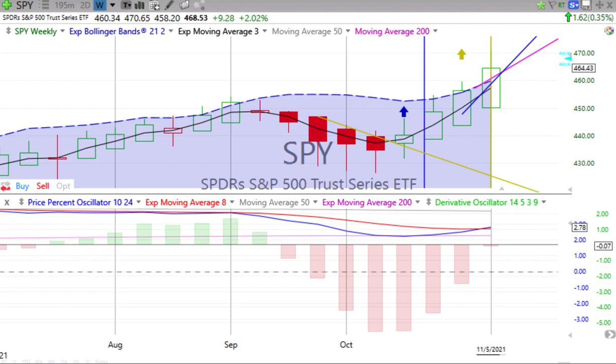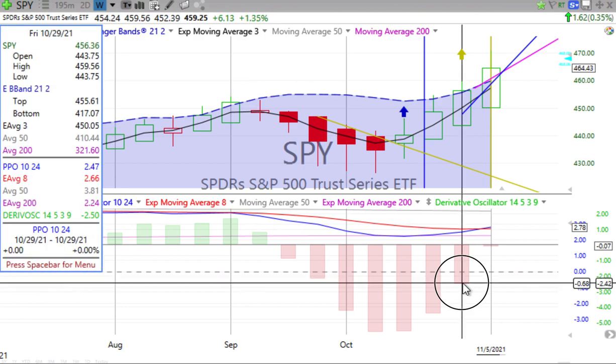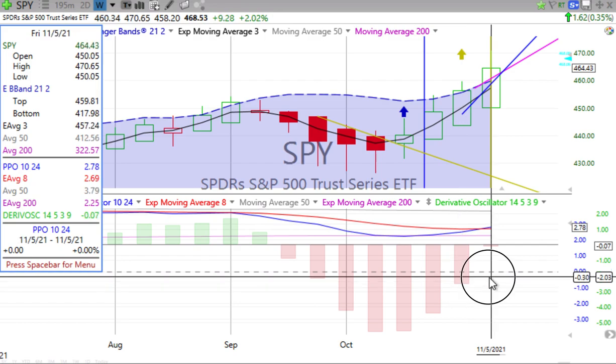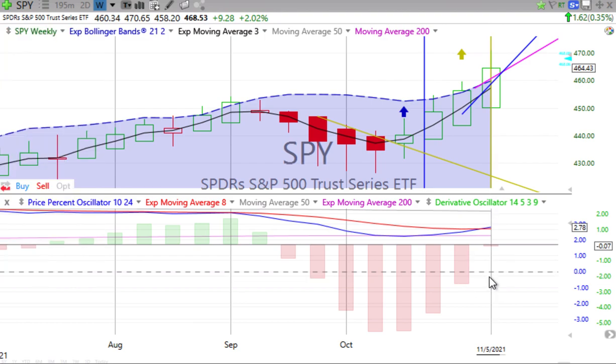Now, let's jump into these charts, see where things are going. We saw the high last week was 459.56. What was the high this week on the S&P 500? 470.65. We had a weekly vertical crossover occur at the end of the week. We will see how things go.